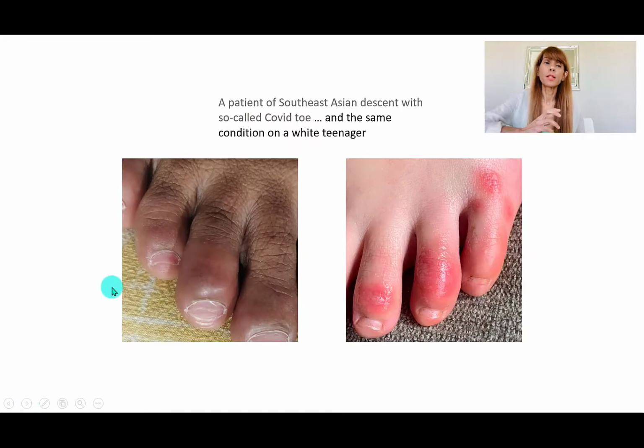As an example, these are two different patients of two different skin types with COVID toes. One patient has lighter skin color and the COVID toes are red and inflamed, and they look clearly erythematous. On the other hand, the patient with dark skin color also has COVID toes. It looks a little bit red and swollen, but the redness is not necessarily there. Inflammation doesn't look that obvious, so we need to be able to identify it and make sure that we don't misdiagnose it.